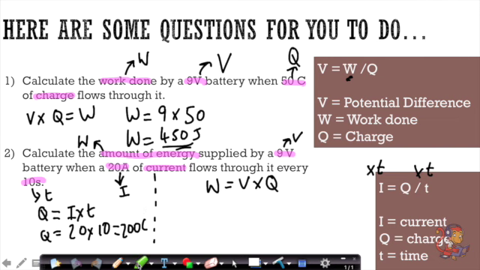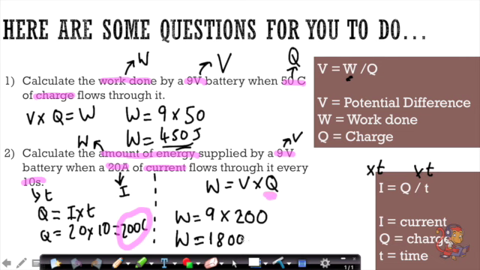I can then put this 200 coulombs over here as the charge. So I would then have W equals my voltage, which in the question is 9 volts, times 200 coulombs of charge. So my work done, or my energy transferred, is going to be 1800 joules. Okay, so bear in mind for these questions, you might have to use 2 different equations. So very well done if you got those correct.